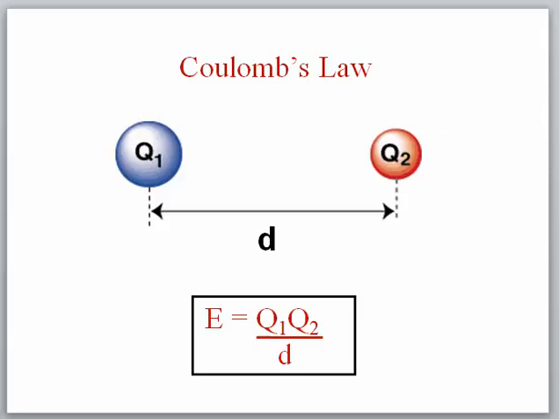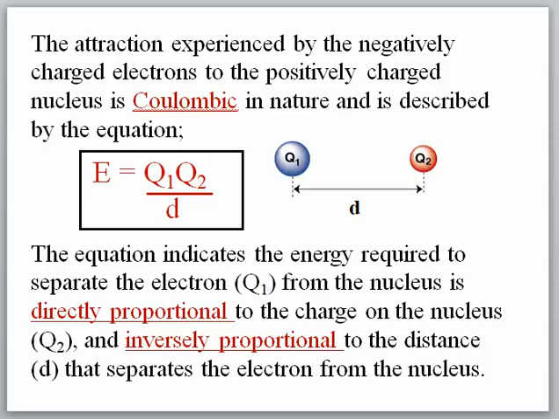No one really cares. So the attraction experienced by the negatively charged electrons to the positively charged nucleus is Coulombic in nature. So you've got to use Coulomb's law and this equation when you are trying to discuss the relationship. So the equation is very simple, okay? The energy required to separate the electron, or how tightly that electron Q1 is held by the nucleus, is directly proportional to the charge on the nucleus and inversely proportional to the distance that separates the electron from the nucleus.